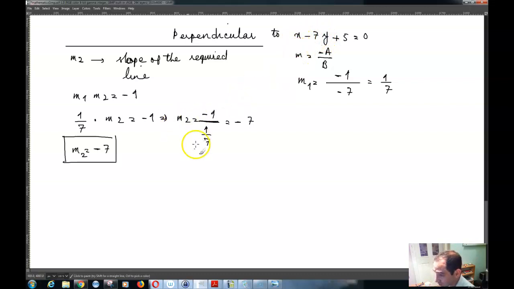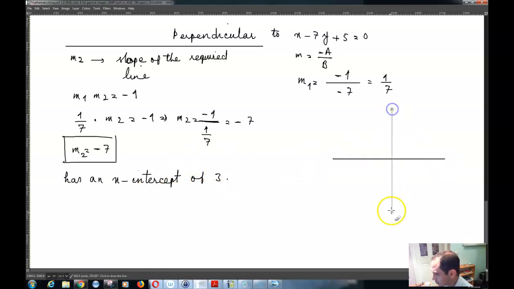And also this line has an x-intercept of 3, meaning that when a line has an x-intercept, it cuts the x-axis at that point. So 1, 2, and 3, and the line basically, now wherever it goes I don't know, but it goes through the x-axis at this point. That means that this point is a point on the line, and the coordinates of this point are 3, 0. So the point 3, 0 is a point on the line, and the slope of the line is -7.